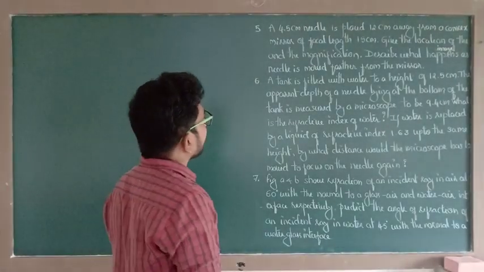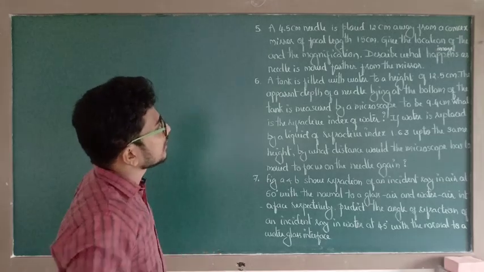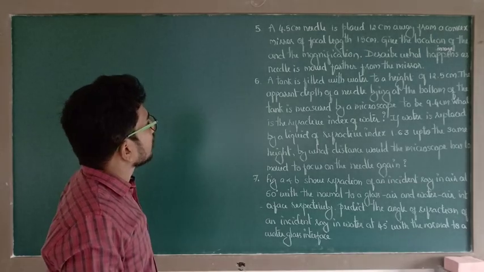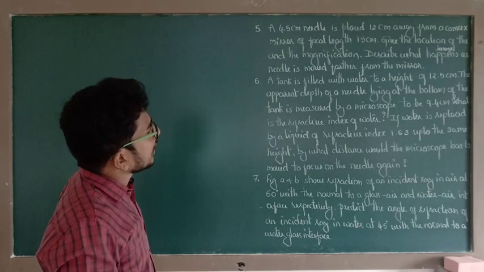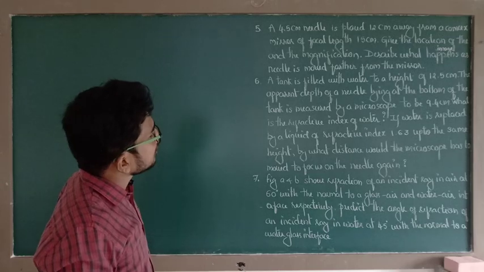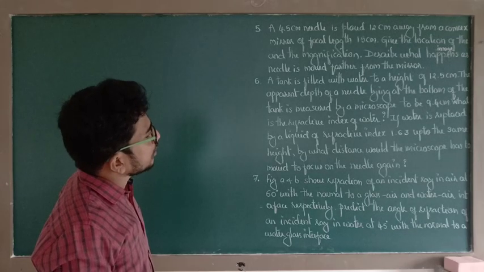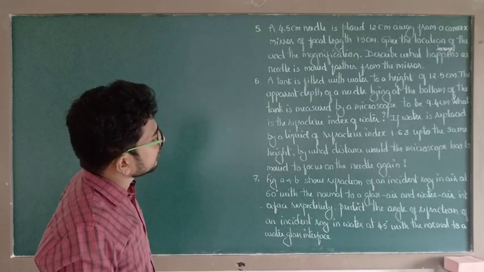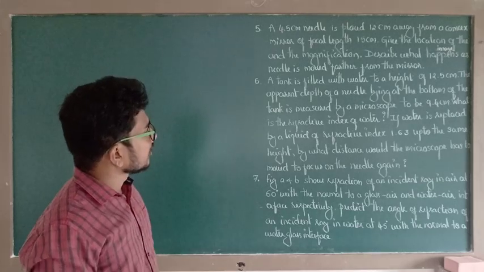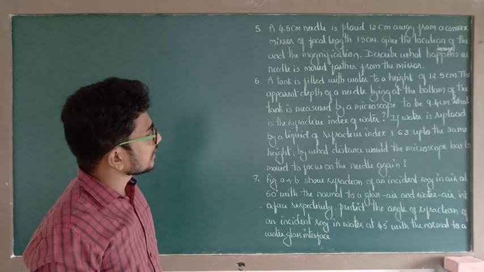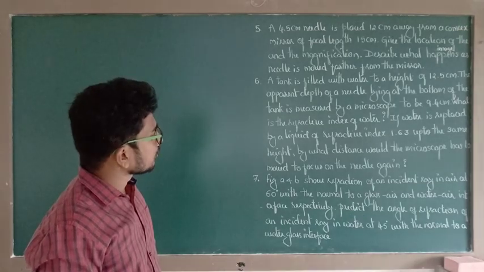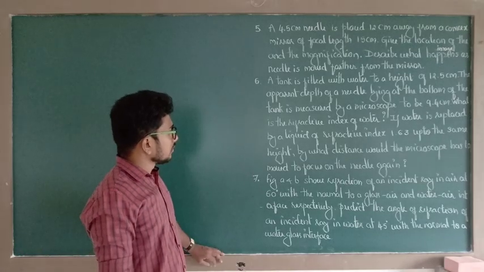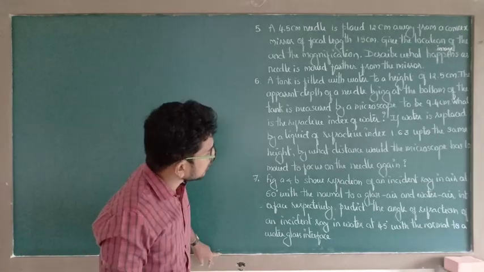Now, next one. A tank is filled with water to a height of 12.5 centimeter. The apparent depth of a needle lying at the bottom of the tank is measured by a microscope to be 9.4 centimeter. What is the refractive index of water? If water is replaced by a liquid of refractive index 1.63 up to the same height, by what distance would the microscope have to be moved to focus on the needle again?